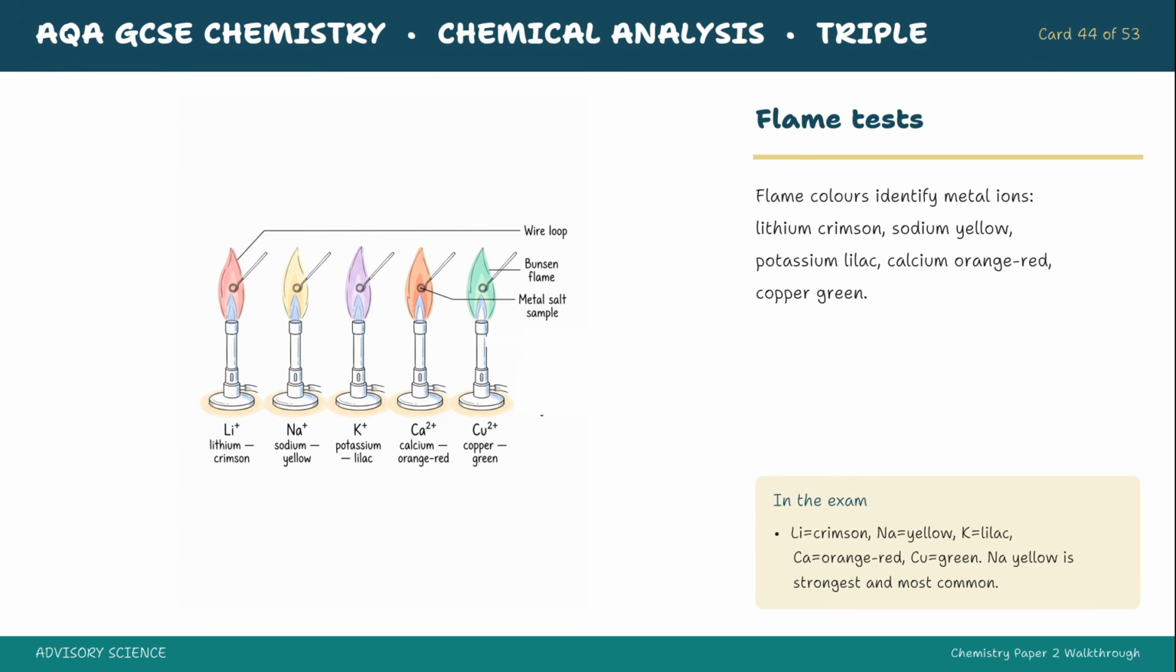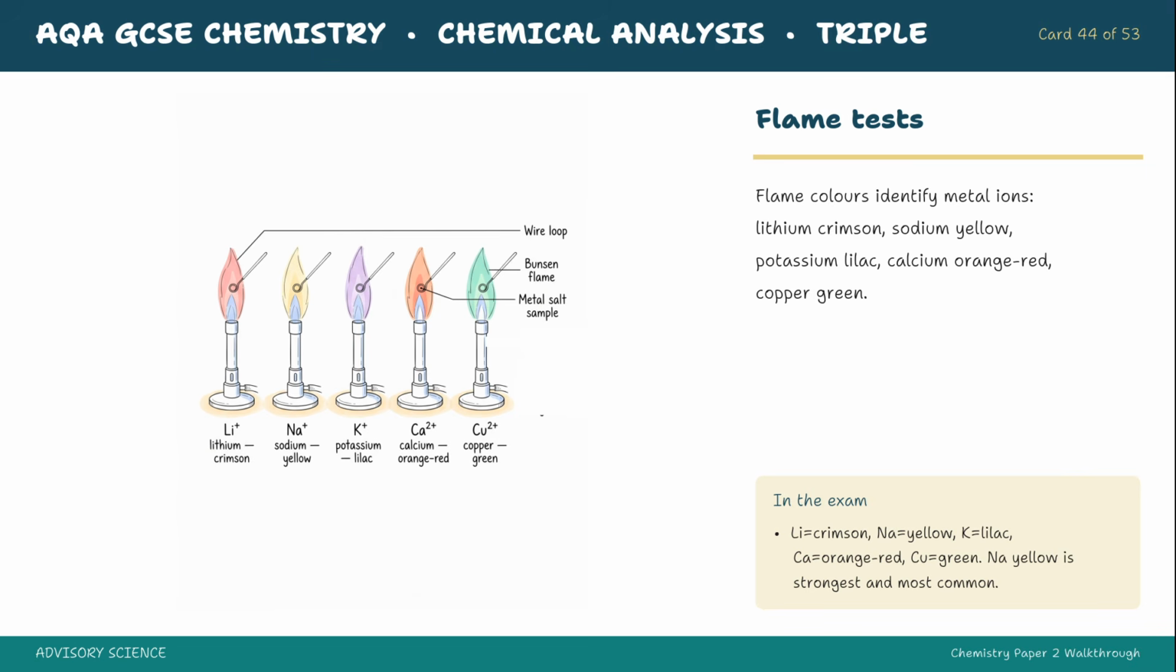Flame tests. We now add the extra triple analysis tests, starting with identifying metal ions. A flame test identifies some metal ions by the colour they turn a flame. You dip a clean wire loop into the sample and hold it in a blue Bunsen flame. Lithium ions give a crimson or red colour. Sodium ions give a yellow flame. Potassium ions give a lilac flame. Calcium ions give an orange-red flame, and copper ions give a green flame.